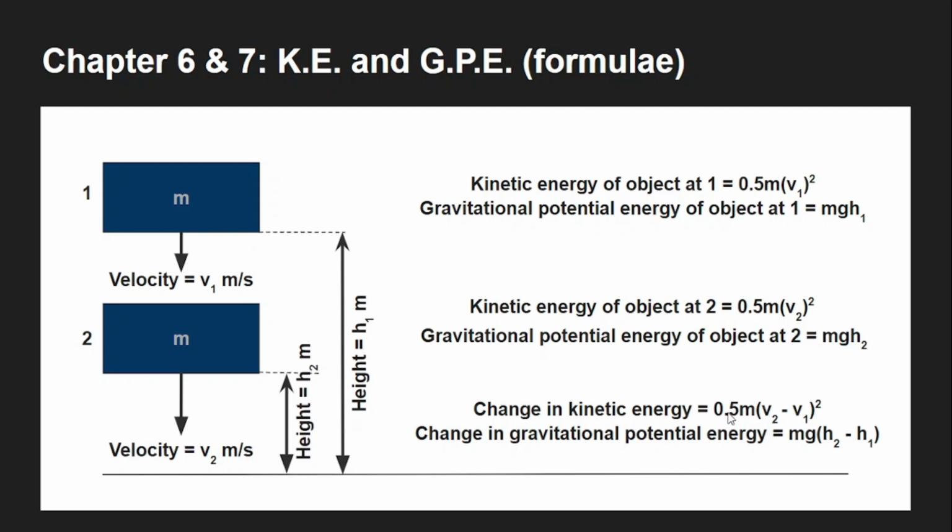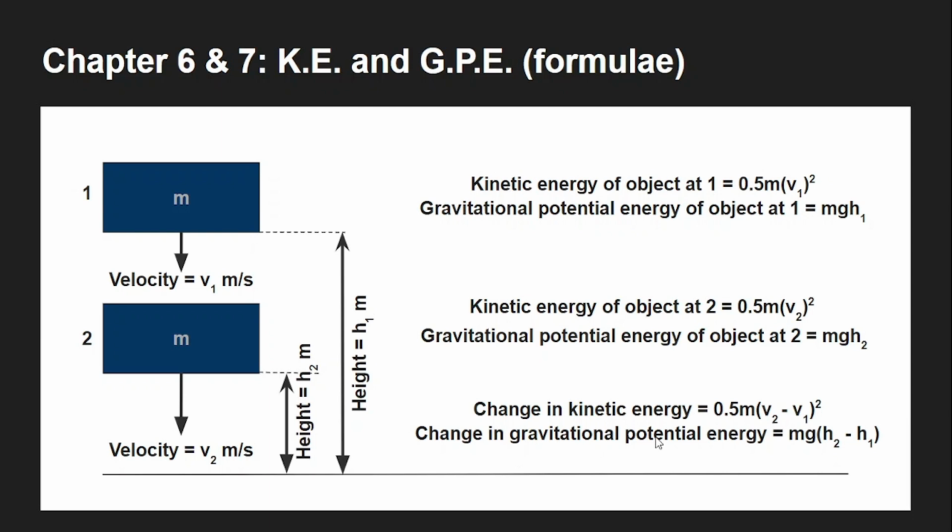But hopefully it's clear. So it'll be half m v2 squared minus half m v1 squared. If you take the half m out, you would have v2 squared minus v1 squared. So it's going to be the square applied to each of these terms separately, but not to the whole thing.